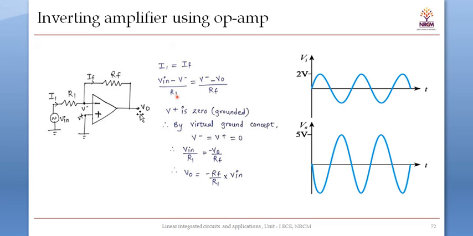We will study the non-inverting amplifier, and we will calculate the closed loop voltage gain for the non-inverting as well as a differential amplifier using one op-amp in the next lecture.